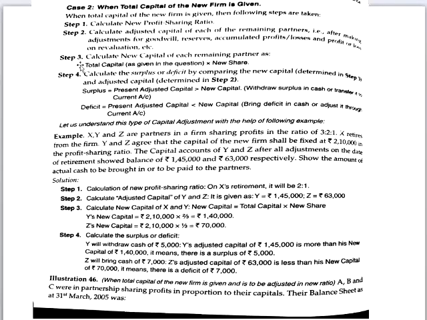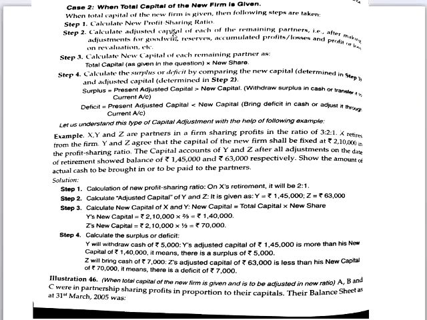And then what next do you have to do? Third step, the new capital of the firm is given. In the previous video, it was determined by adding the adjusted capital of the remaining partners, but in this case the new capital is already given. Then what you have to do is distribute that capital in the new ratio among the remaining partners, and then in the fourth step you just find out the differences.